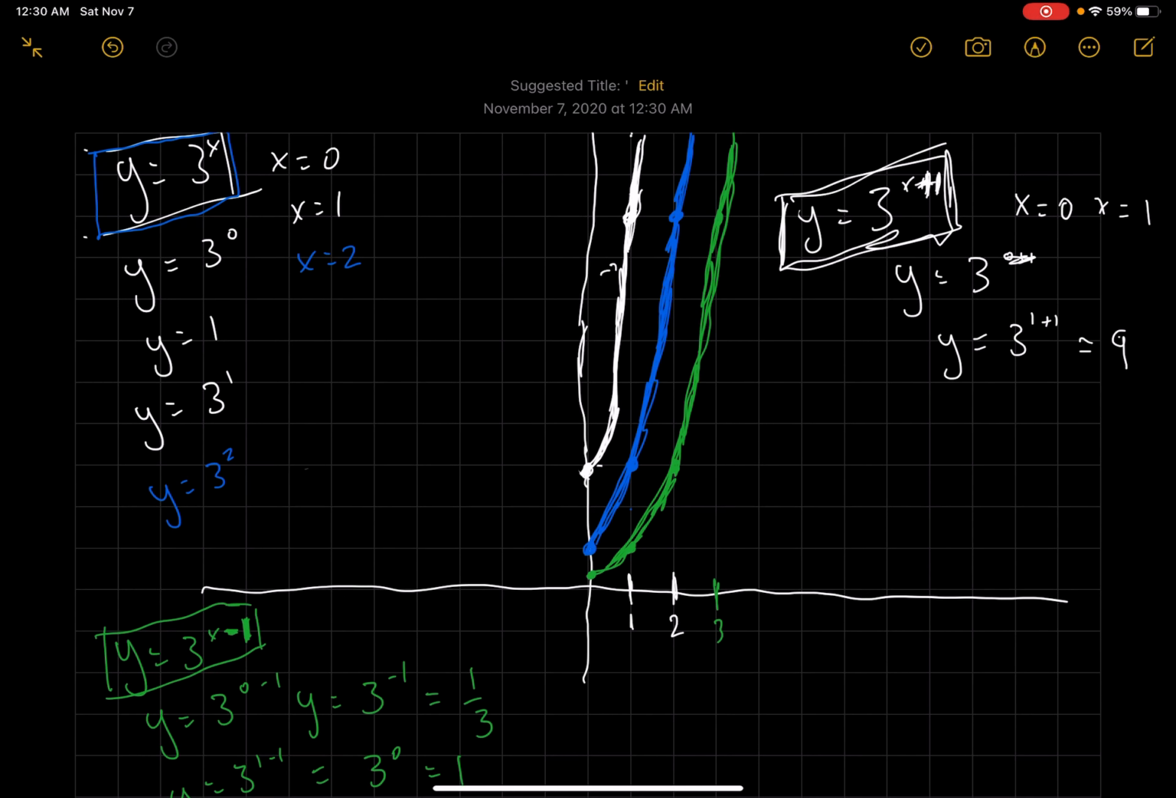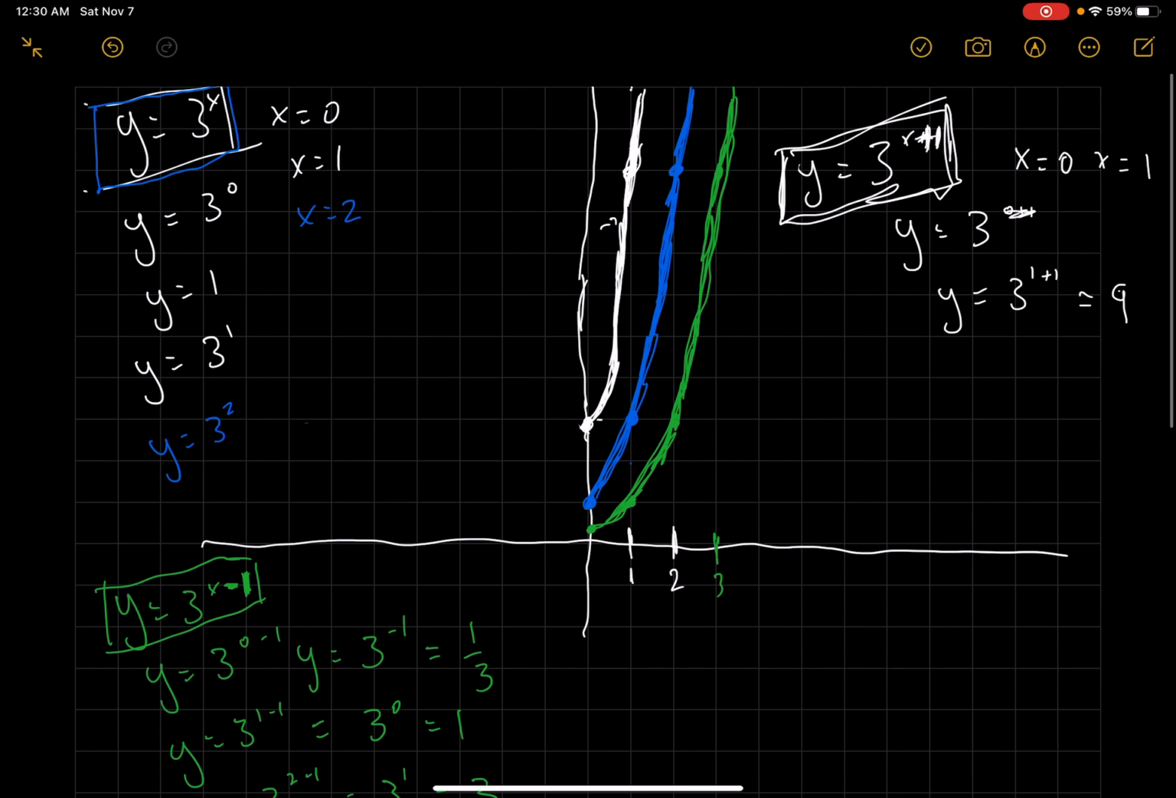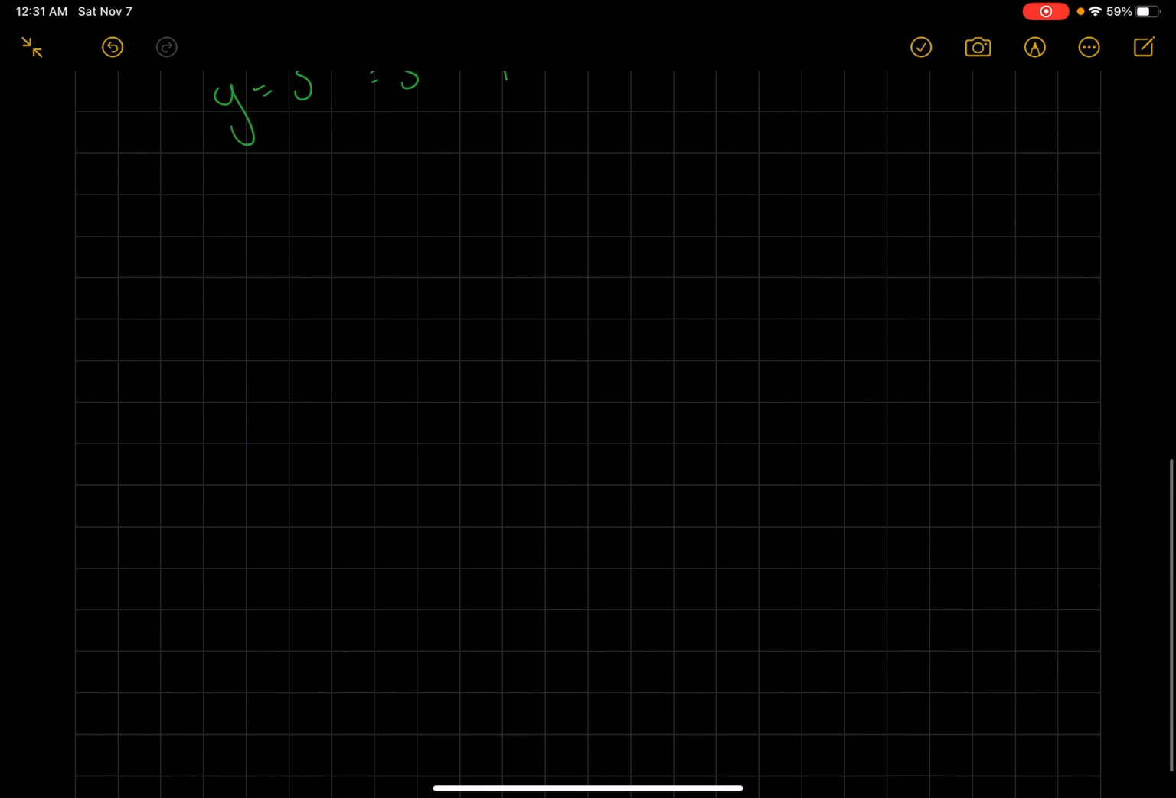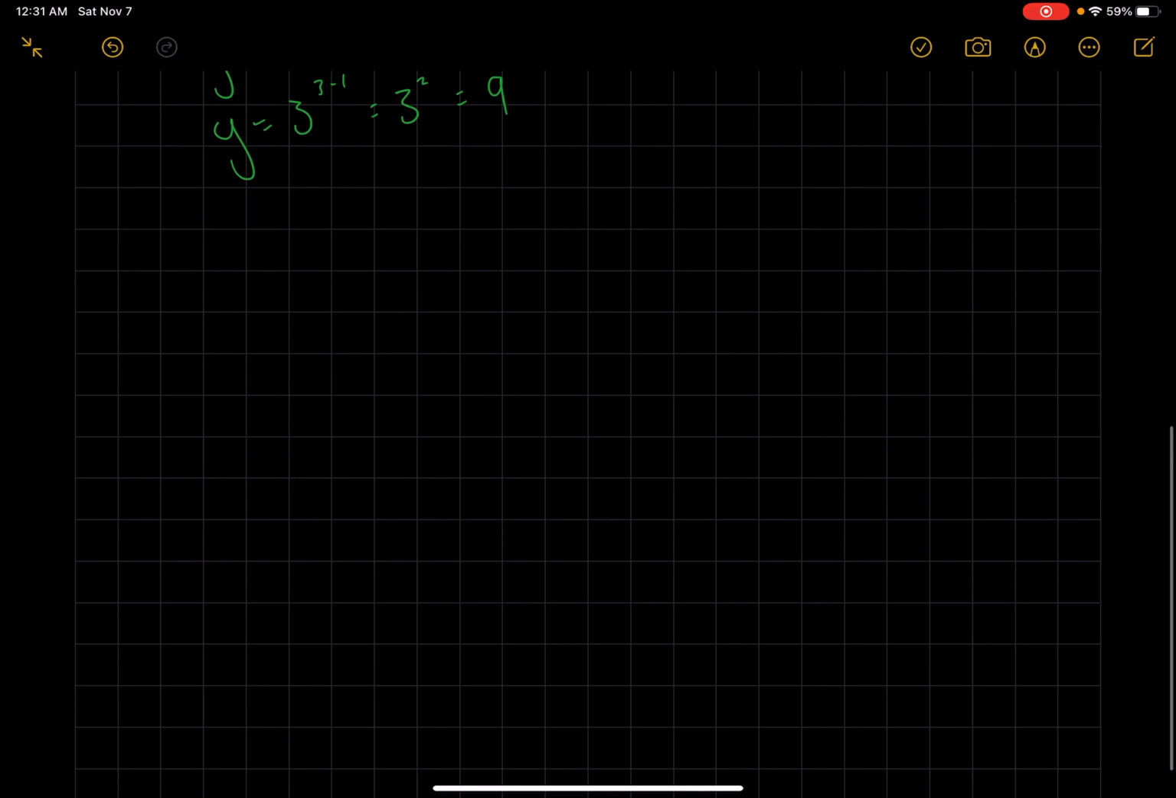Okay? So this blue function is our base function. When we add 1 in the exponent, it shifts left. And when we subtract 1 in the exponent, it shifts right. So hopefully that makes a little bit of sense. All right, so let's go over. When we have an exponential function, some number to the x, it could be 2 to the x, let's take that as an example.